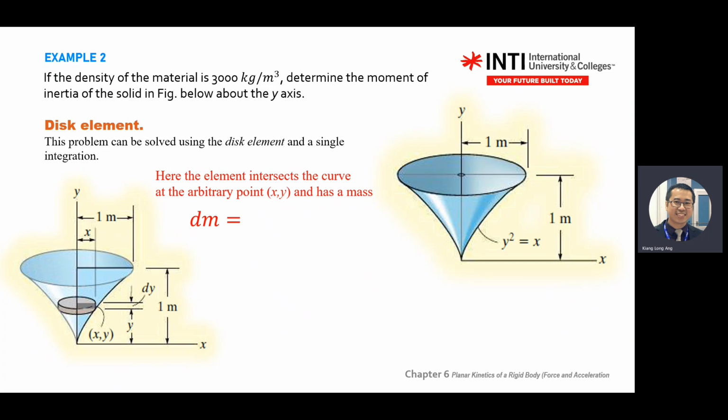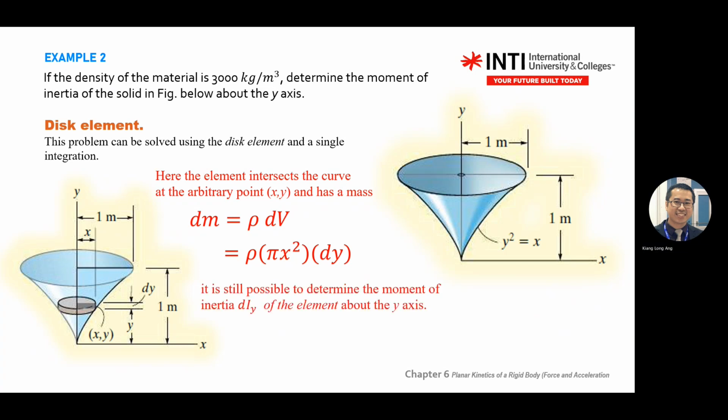How do you calculate mass for this small disc? dm equals rho dV. Rho is given. How do you calculate V? For this element, pi r square times the thickness, the area times the thickness, gives the volume. Your r now is x, so you substitute r with x: pi x square dy, the thickness. You can still use x as the axis, but we're not going there. We stay at the y-axis.